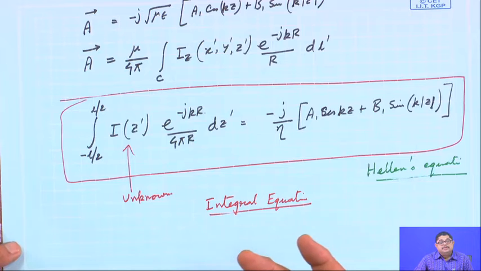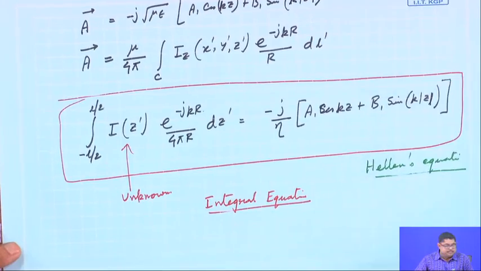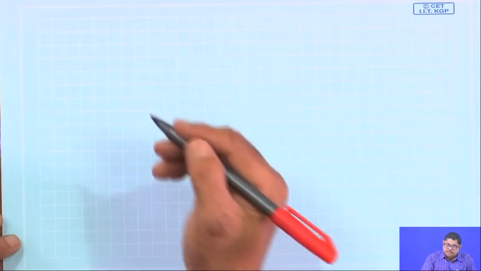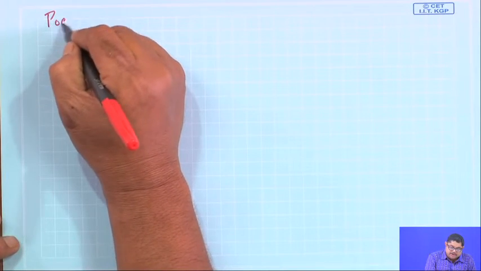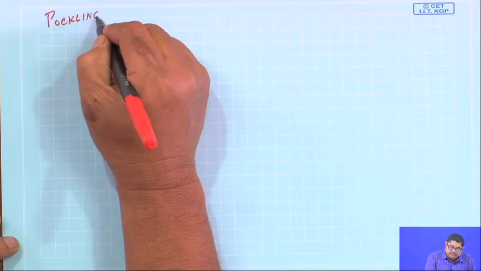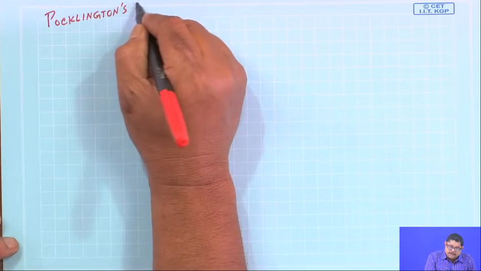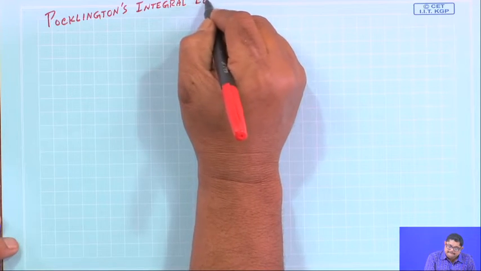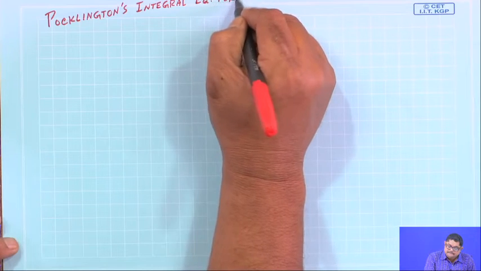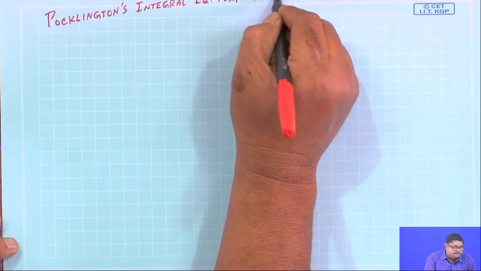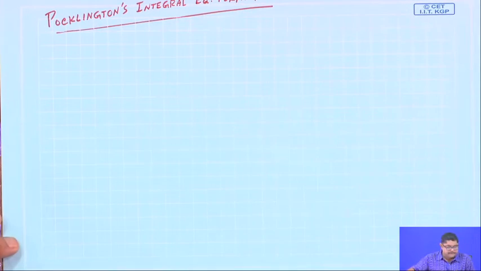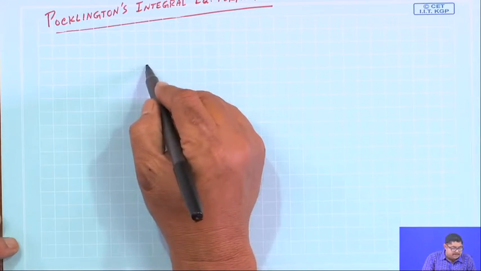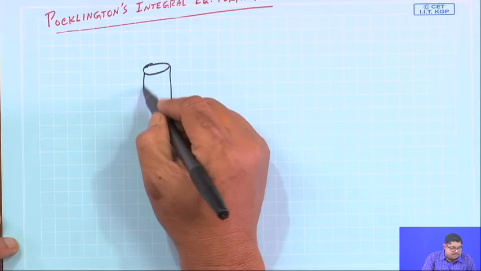But another general feed formulation is called Pocklington's formulation, that is also an integral equation formulation. So, we will see now Pocklington's integral equation formulation. Again we have the cylinders.